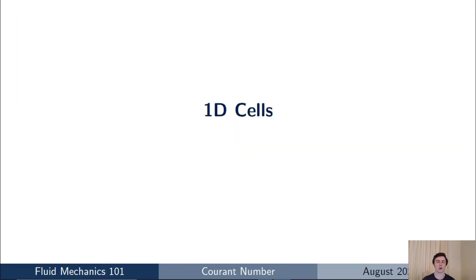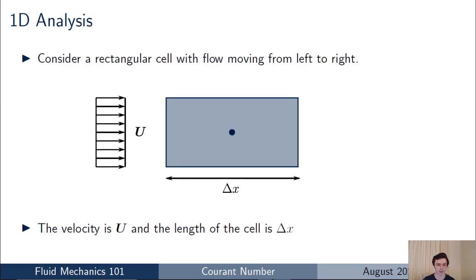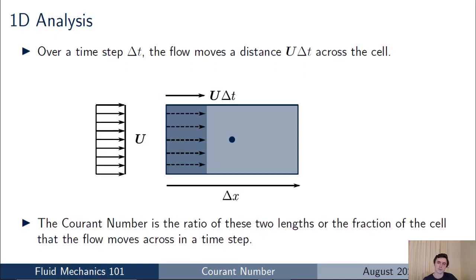Now, moving on to look at 1D cells, which you're probably all familiar with by now, we're going to motivate the talk and start the analysis by thinking about a simple rectangular cell with flow moving from left to right across the cell. And this cell has a length delta x, and the velocity approaching the cell is u. And this is how we're going to set up the analysis. Now, over a time step delta t, we know that the flow approaching the cell moves a distance of u delta t across the cell. And in the diagram, you can see that I've shaded that region in dark blue.